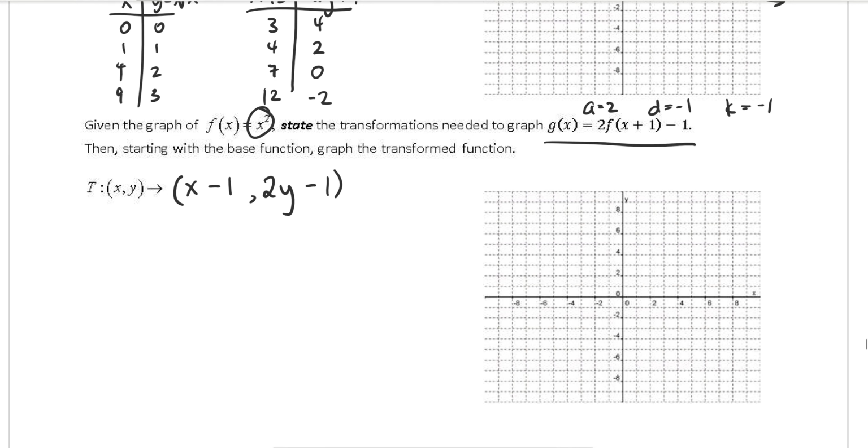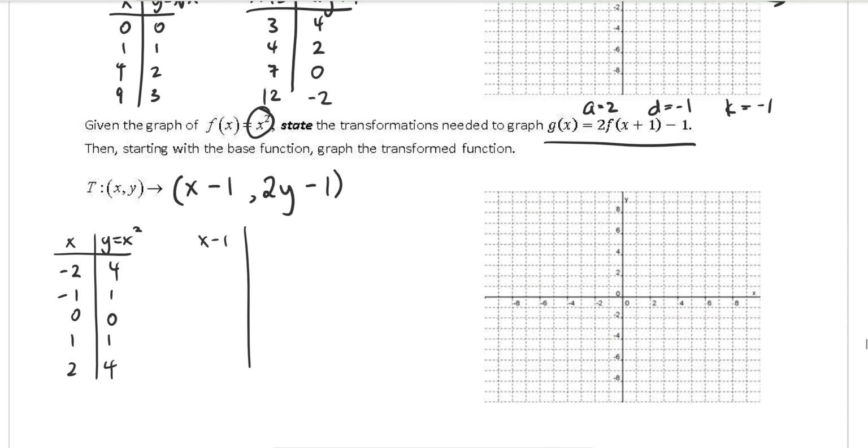So there's my mapping notation. Take the key points on y equals x squared: x is negative 2, negative 1, 0, 1, and 2, so y is 4, 1, 0, 1, and 4, and transform them. So (x minus 1, 2y minus 1). Take your x value, subtract 1, so negative 3, negative 2, negative 1, 0, and 1.